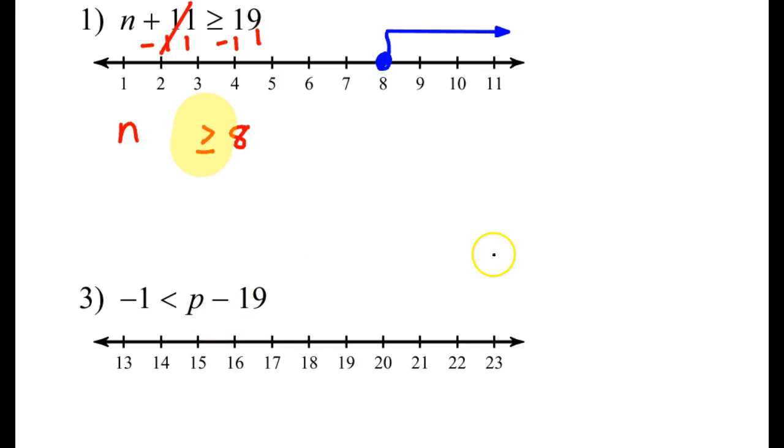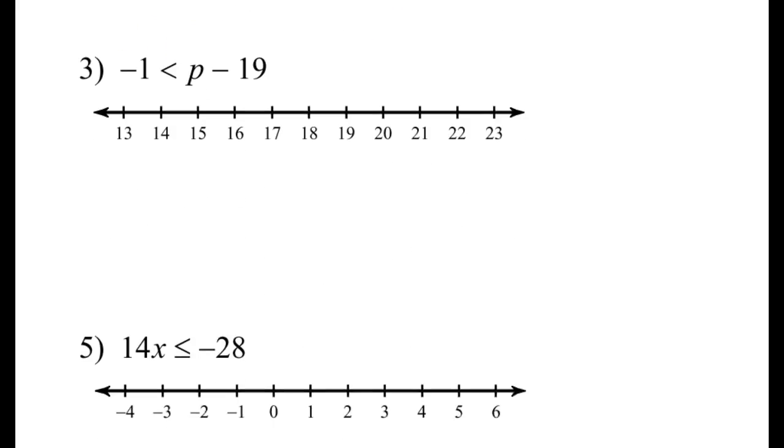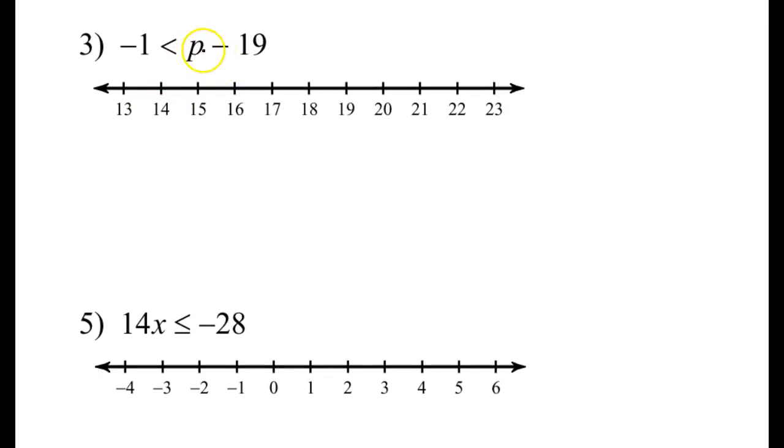So let's continue on. Here we've got the variable on the right-hand side, on number 3. So we've got p minus 19. Add 19. You always start on the side of the variable, right? And we have 19 minus 1, or negative 1 plus 19, same thing. Okay. Now, this is a little bit different. We haven't had a variable on the right-hand side yet. So watch this.